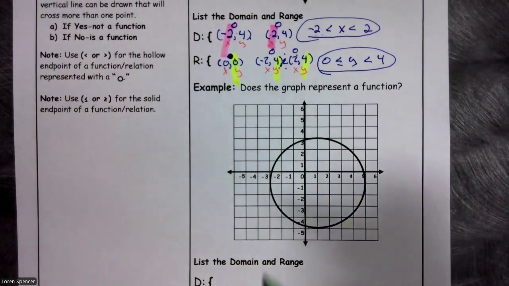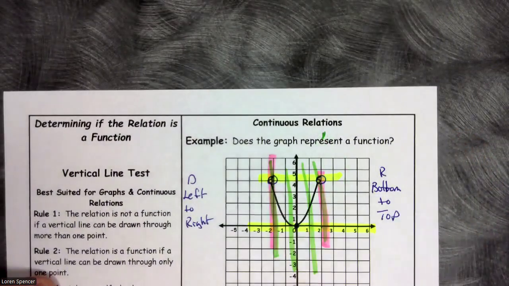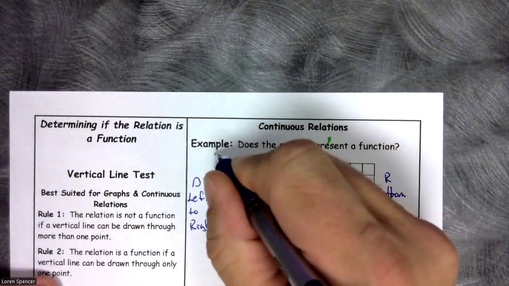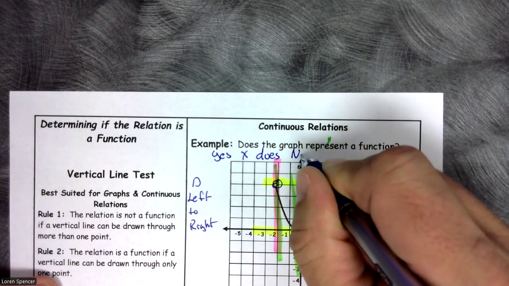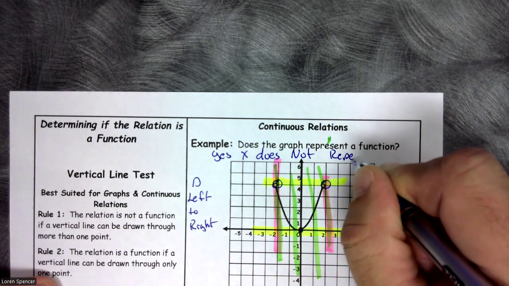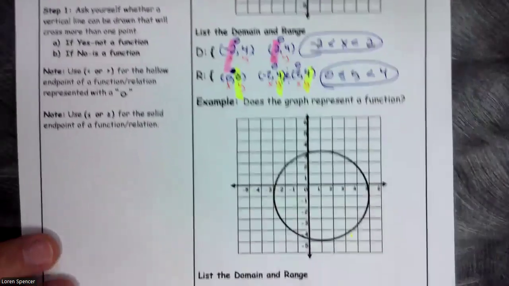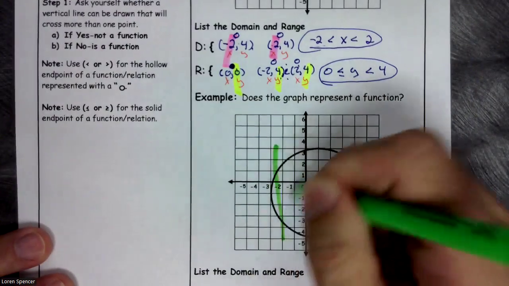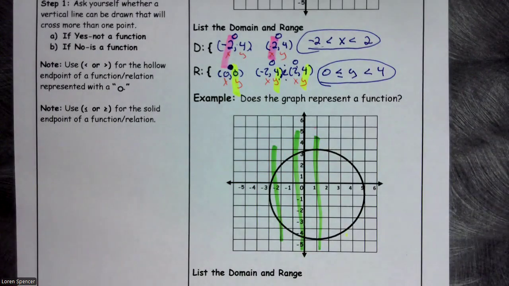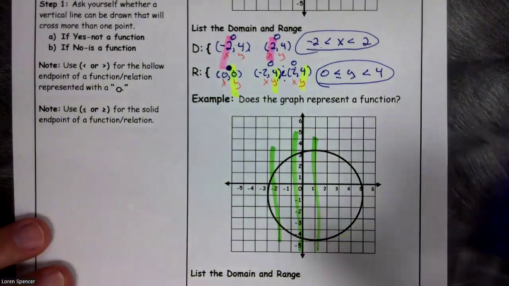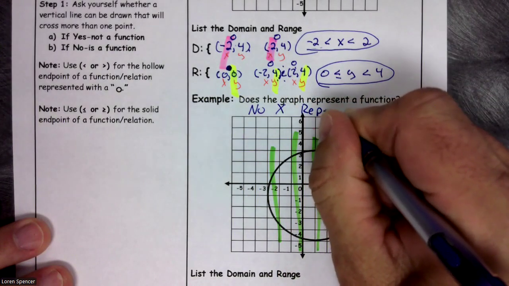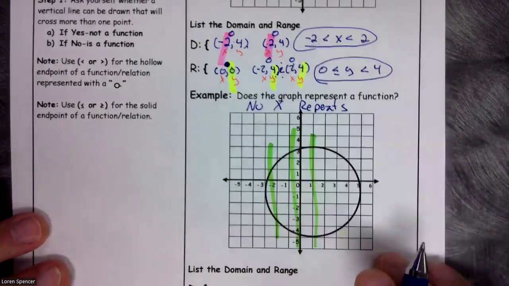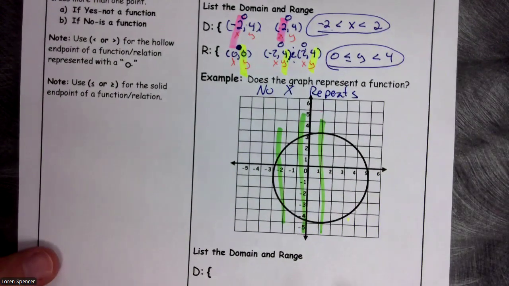Okay. Does the graph represent a function? Yes. X does not repeat. Next: does this graph represent a function? No. The vertical line test, it fails it. No, because X repeats. All right, so list the domain and range.